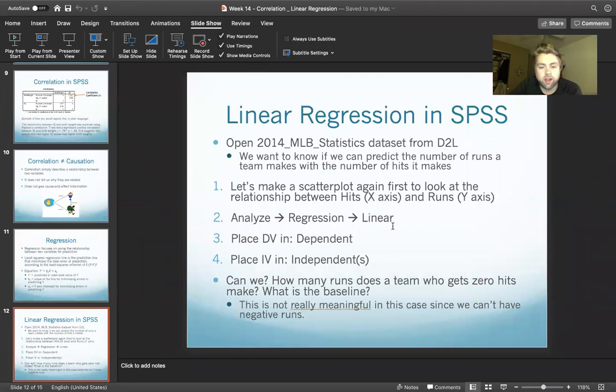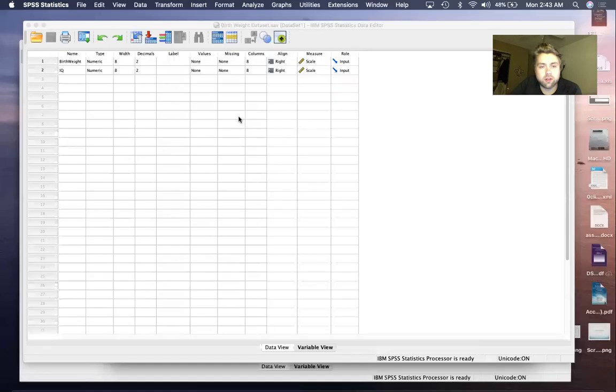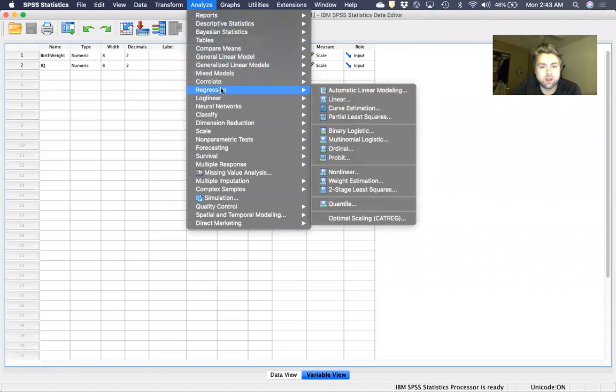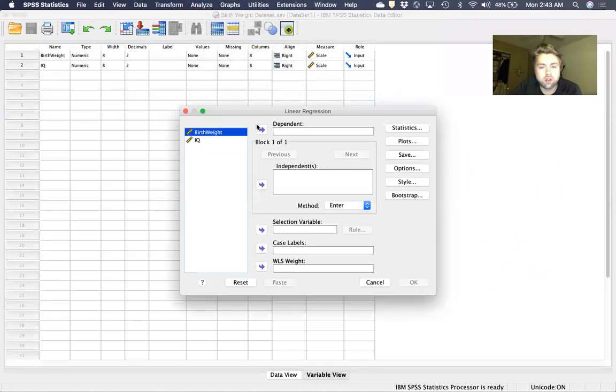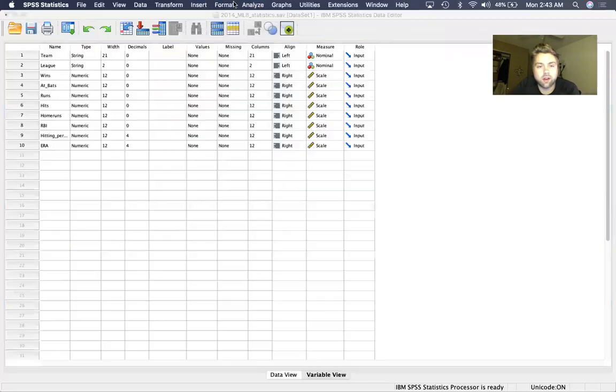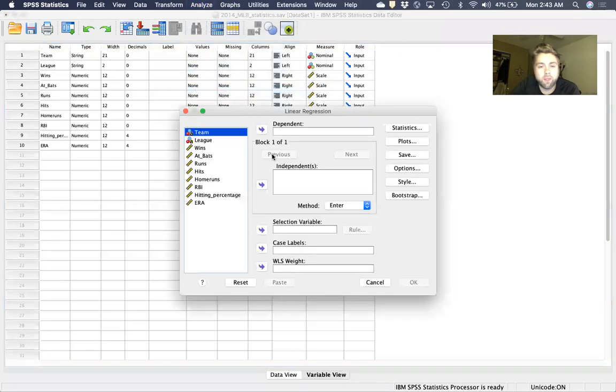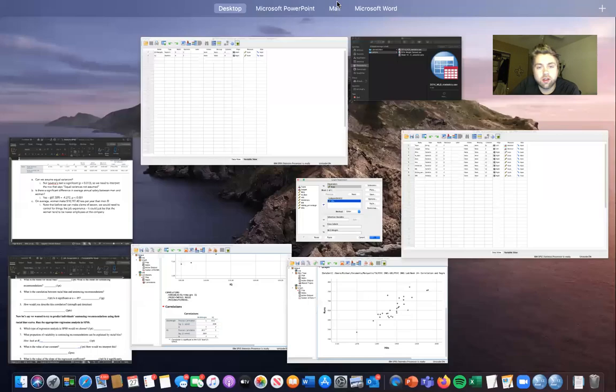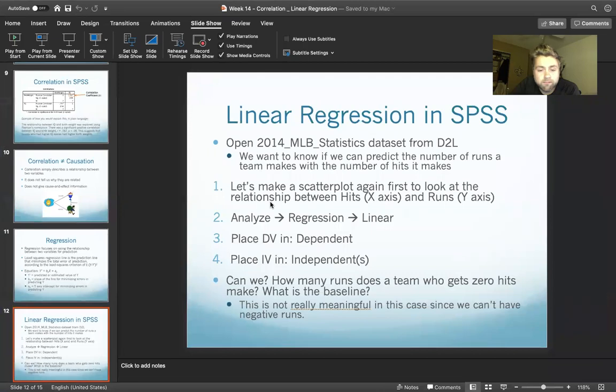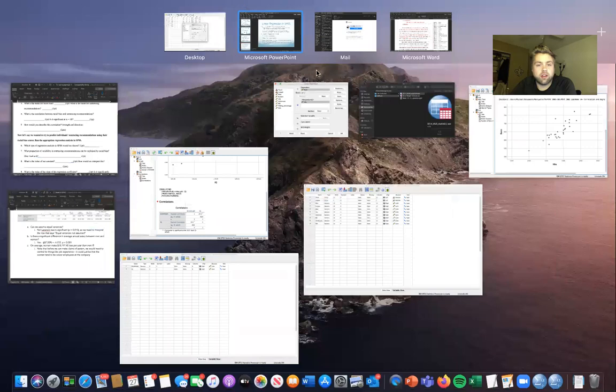And then I want to do analyze regression linear, and we'll see what happens. So our dependent variable is, oh, I'm on the wrong data set. Here we go. Analyze regression linear. And our dependent variable, again, guys, is runs. That's what we're trying to predict. And we're trying to predict it from our hits.